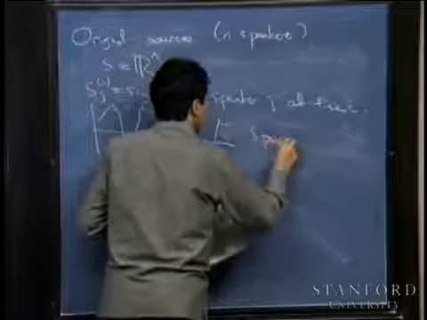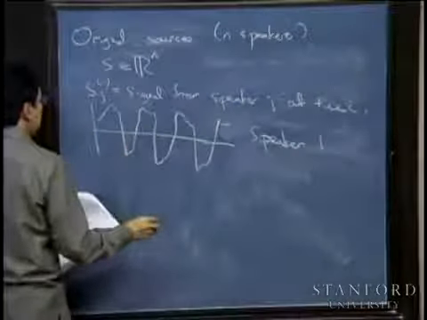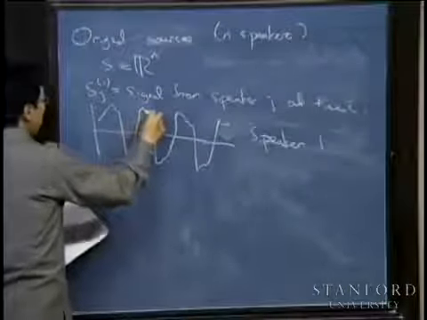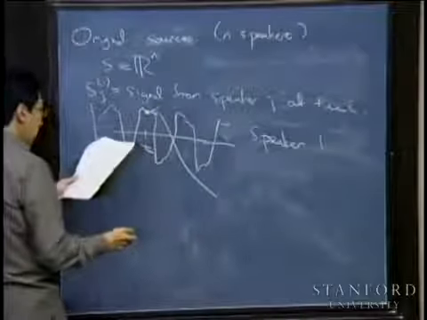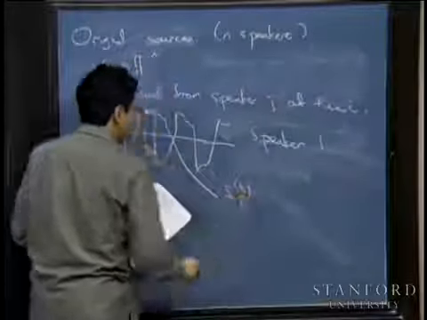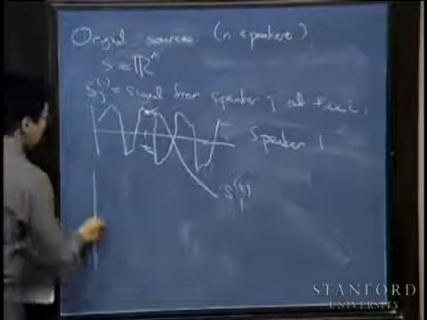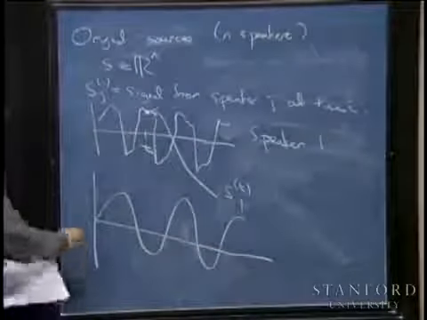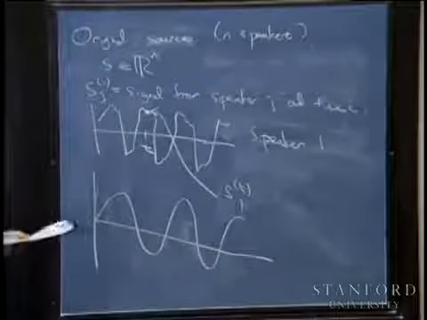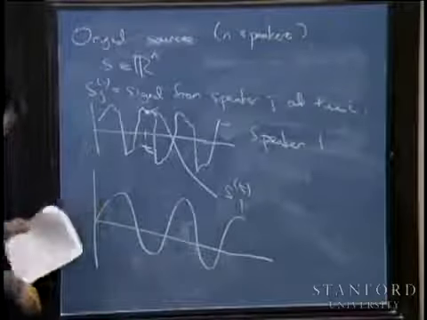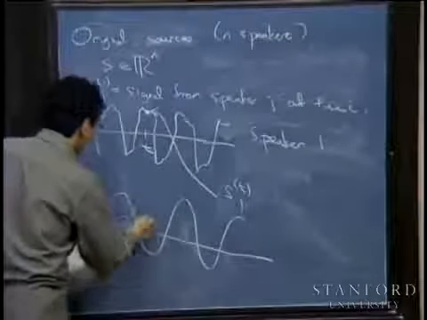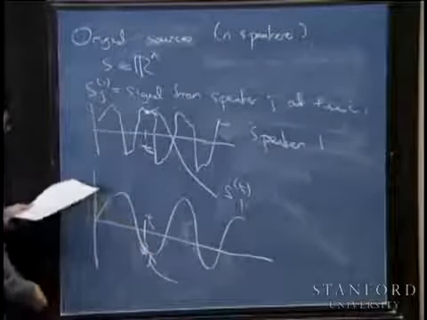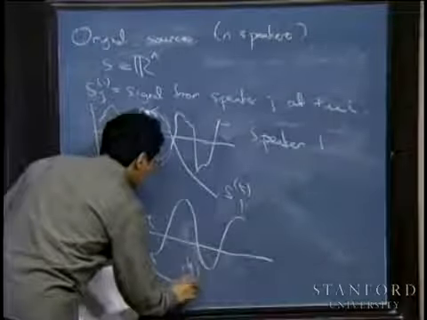If this is speaker 1, and this is some time t, then the value at that point I'm going to denote as s_1^(t). Similarly, speaker 2 is outputting some sine wave. If speaker 2's voice looked like that, it would actually sound like a single tone. But in the same way, at the same time t, the value of the air pressure generated by speaker 2, I'm going to denote as s_2^(t).